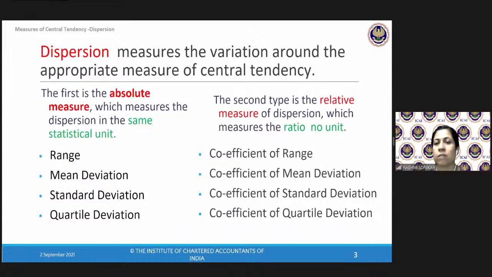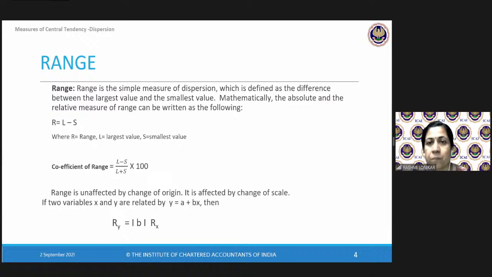And similar to them, we have the names of the relative measures of dispersion. Here we have the coefficient of range. Instead of range as an absolute measure, the relative measure will be the coefficient of range. Mean deviation, coefficient of mean deviation. Standard deviation, coefficient of standard deviation, and quartile deviation, coefficient of quartile deviation. Okay, these are the measures of dispersion that we are going to study. So let us dive into each one of them.